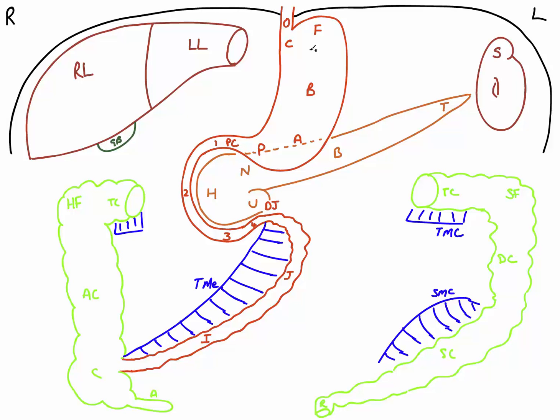Now if we go up towards the stomach, then we need to draw some important layers of peritoneum that are reflected from the stomach, and these are called omentum. We have a greater omentum and we have a lesser omentum.